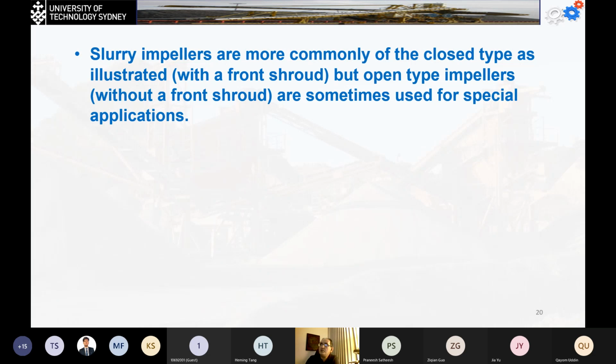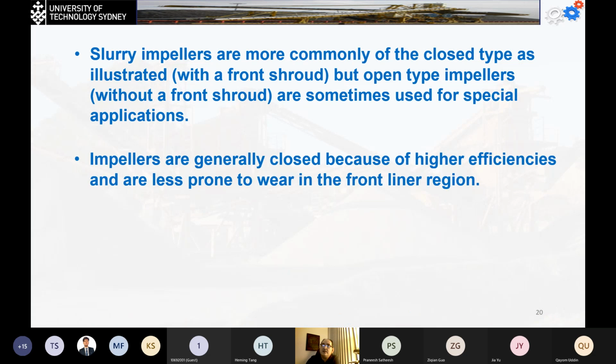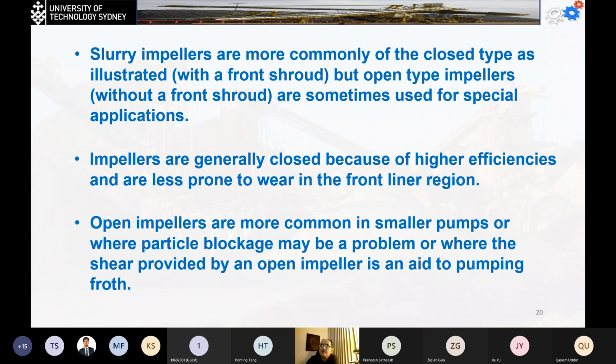Okay, so usually most of the impellers are going to be a closed type, as we mentioned earlier, with the front struts available for them, but open type impellers also sometimes can be used for special applications. We said that the closed type is going to have higher efficiencies, and also be less prone to wear in the front liner region. The open impellers are most common in smaller pumps or where particle blockage may be a problem, or where the shear provided is an advantage for the pumping.